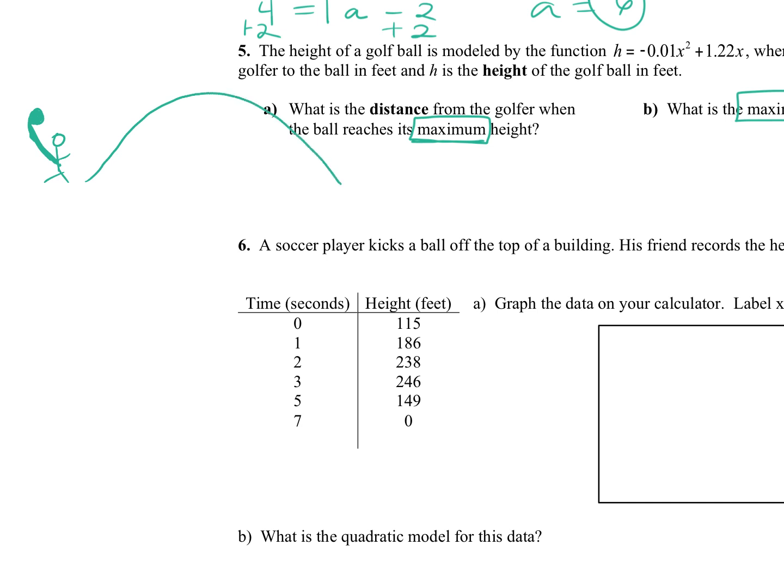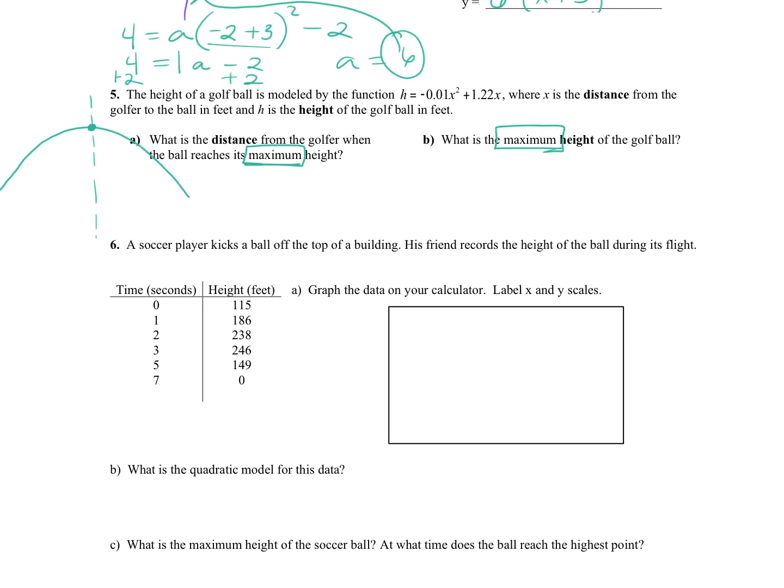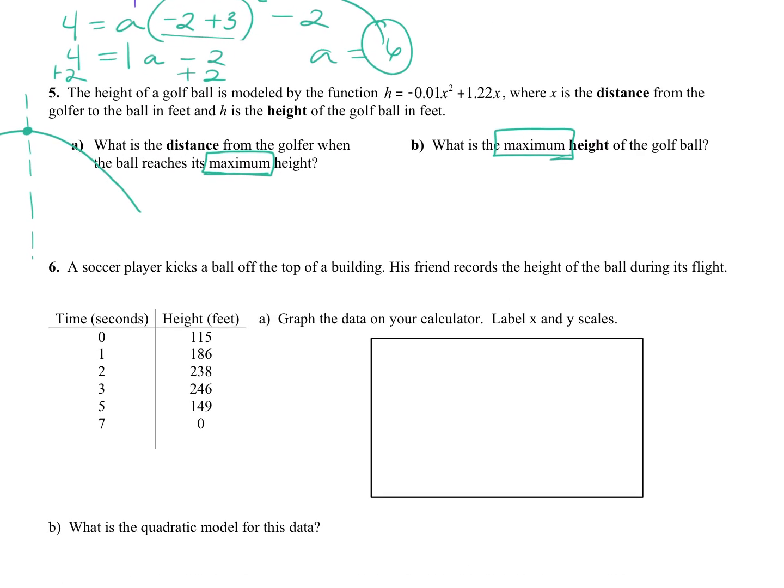So if we're looking for a maximum, what are we finding? What do we call this point? The vertex, right? You're just finding a vertex. So don't let words freak you out. A maximum or a minimum is a vertex, okay? So let's find a vertex. Distance is the x, okay? So how do we find x when we're looking for a vertex?